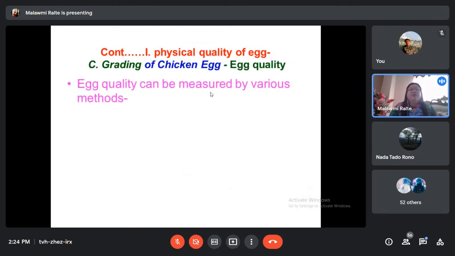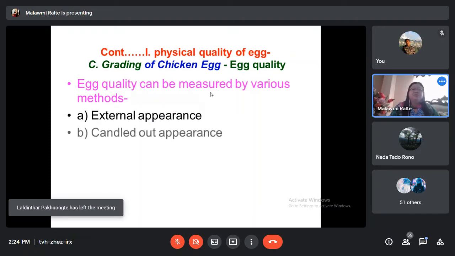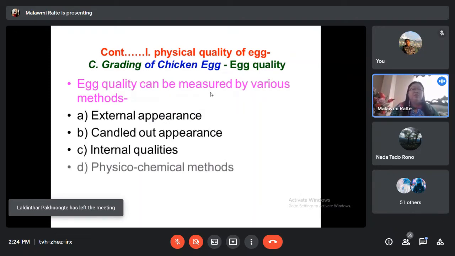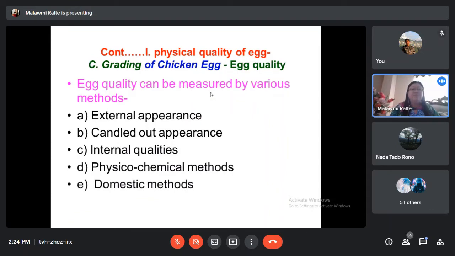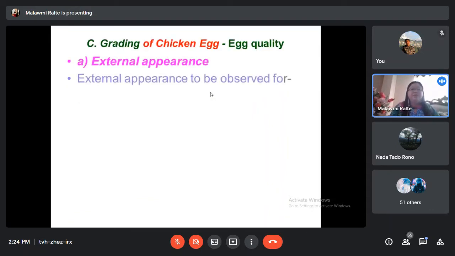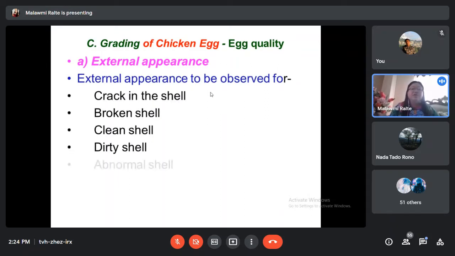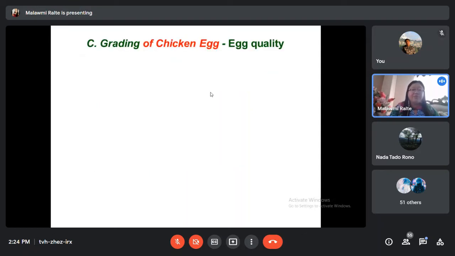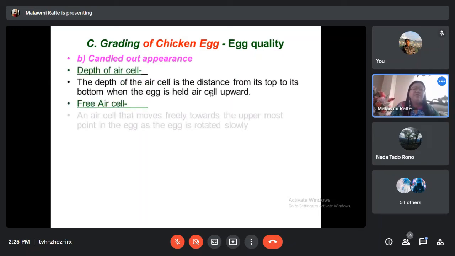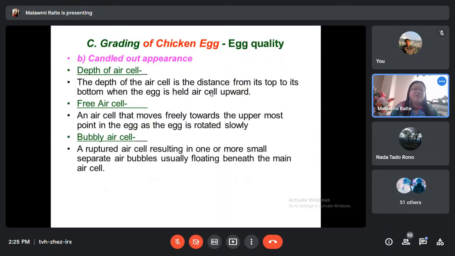So egg quality can be measured by various methods: external appearance, candling appearance, internal qualities, physical chemical qualities, and the domestic methods. The external appearance can be observed for crack in the shell, broken shell, clean shell, dirty shell, abnormal shell. All this indicates that the grading of the egg will be lowering down. The second one is by candling, we can see the depth of the air cell, free air cell, bubbly air cell, and blood spots and meat spots can be detected with the help of candling.